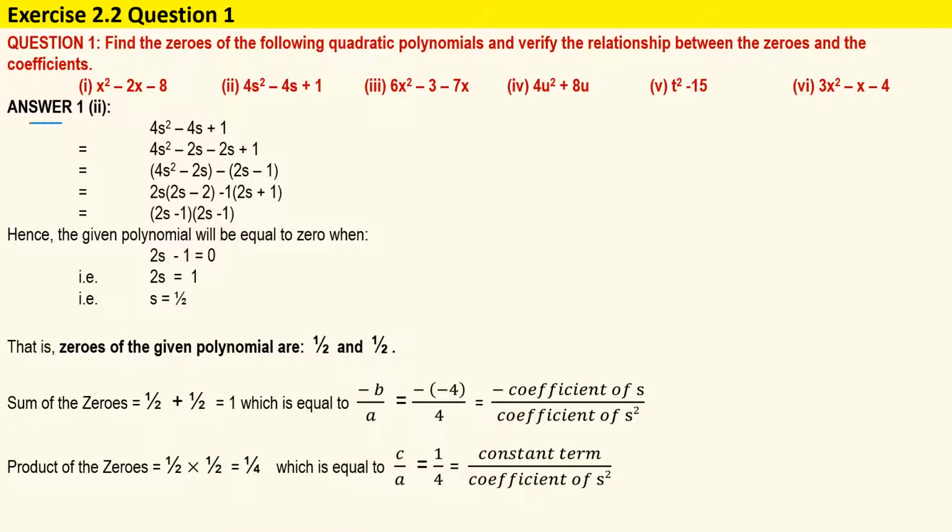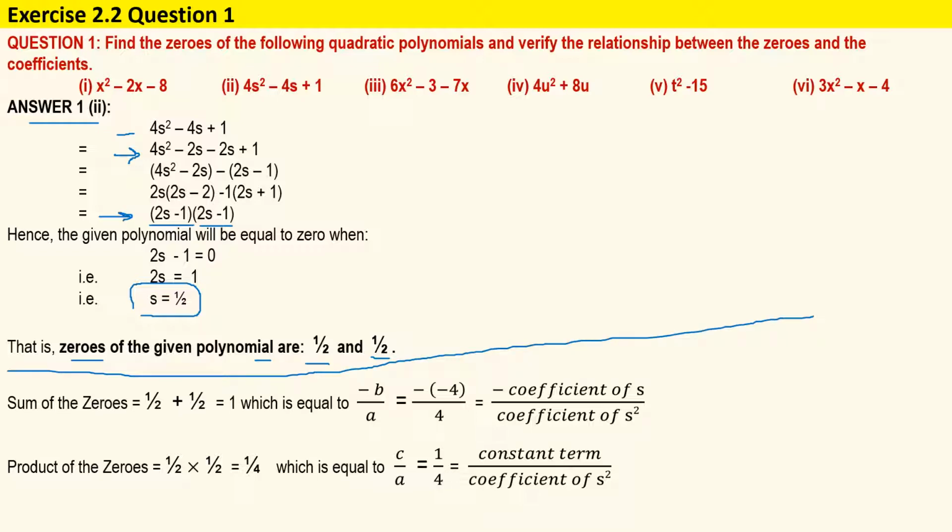Next, answer 1 part 2, 4s² − 4s + 1. This can be written as 4s² − 2s − 2s + 1, which is equal to (2s − 1)(2s − 1), which implies s = 1/2. And again, because this term 2s − 1 appears twice, we can say that we have two zeros for this polynomial, and both of those zeros are equal. So we have the first zero as 1/2, and the second zero is also 1/2. So we have found the two zeros of the given polynomial.